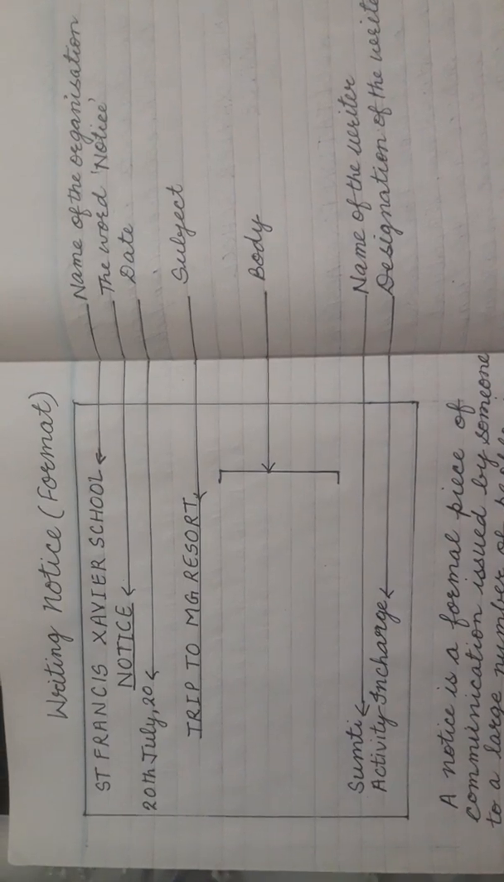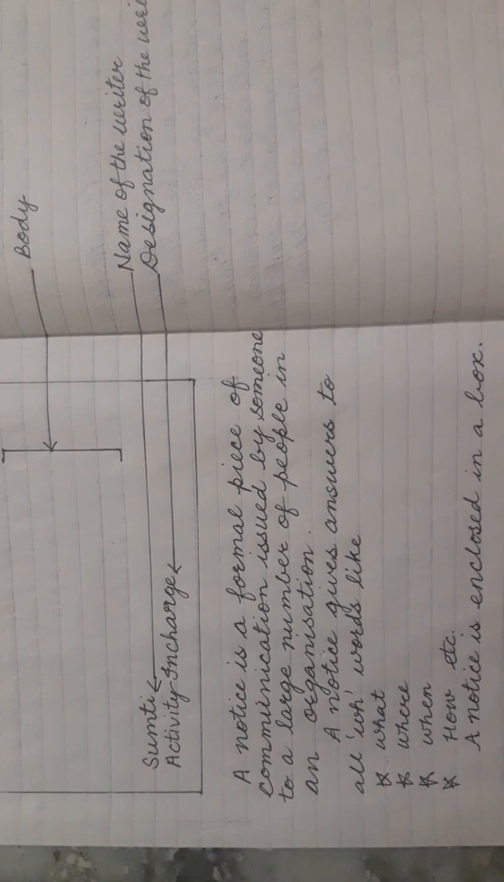So we can say a notice is a formal piece of communication issued by someone to a large number of people in an organization. A notice gives answers to all the WH words like what, where, when, how, etc. It means whenever you write a notice, you should keep in mind that a reader can ask so many questions. So your notice should give all the answers to these questions. A notice is enclosed in a box. After writing a notice, you will enclose it in a box.